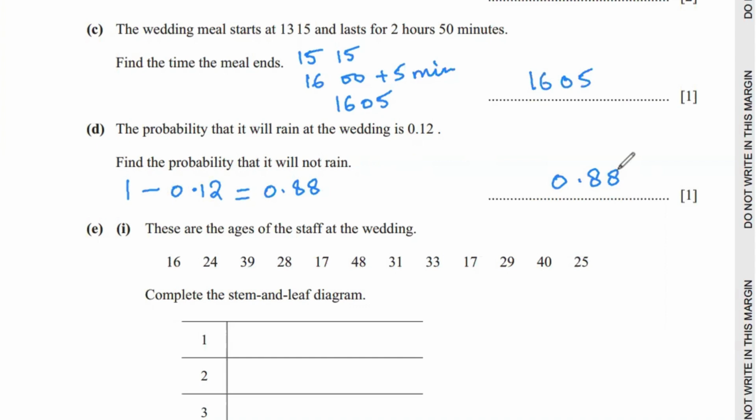So we're discussing either it will rain or not rain. So two things can happen based on the scenario that we have. So if the probability of it raining is 0.12, then everything else is the probability of it not raining. Hence 1 minus 0.12 is 0.88.